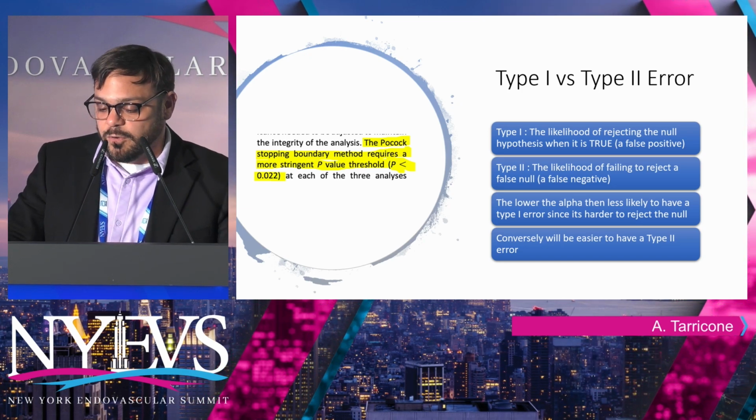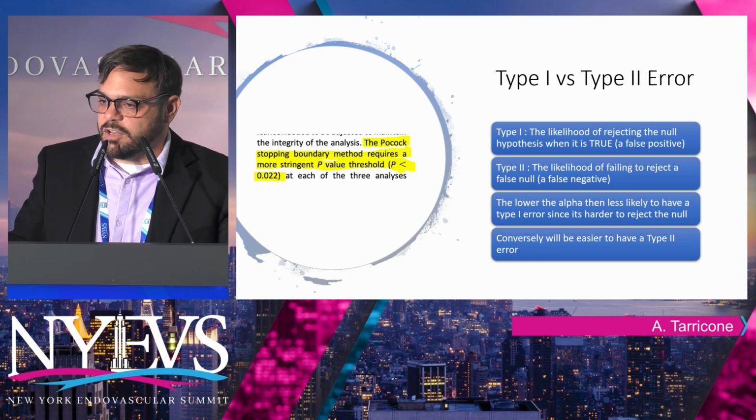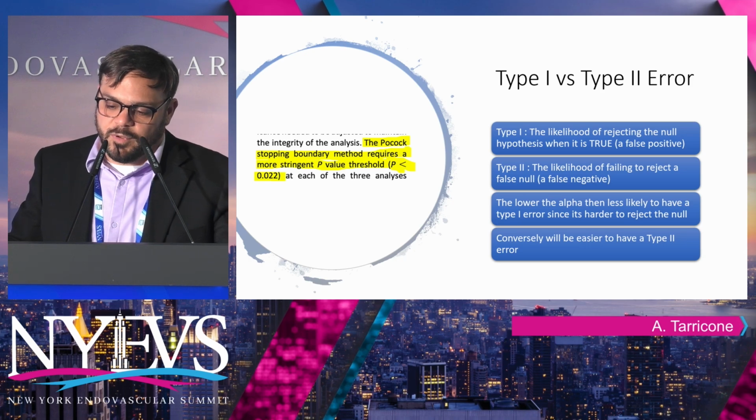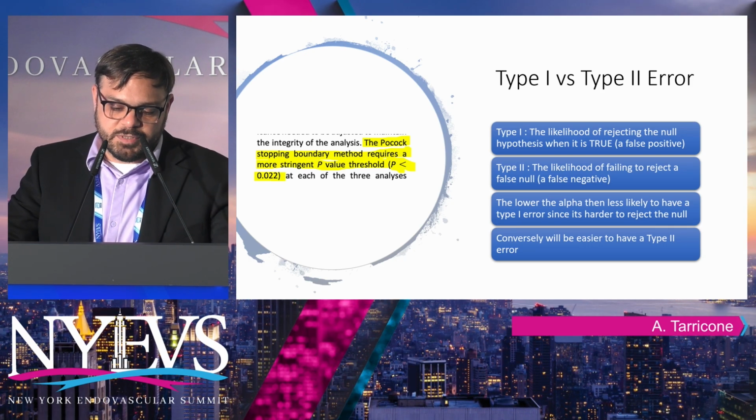So by doing this, you can lower the alpha. This can help you to have stricter criteria in order to make sure that you're reducing type 1 error. And then if you do it the opposite way, if you make the alpha larger, you'll have a greater chance of the opposite error.